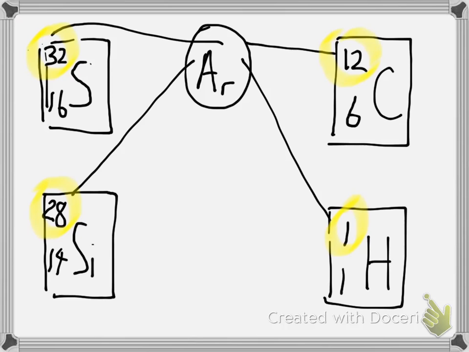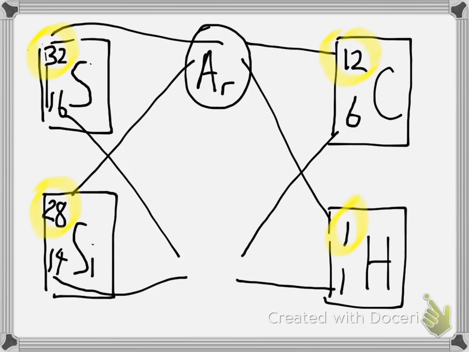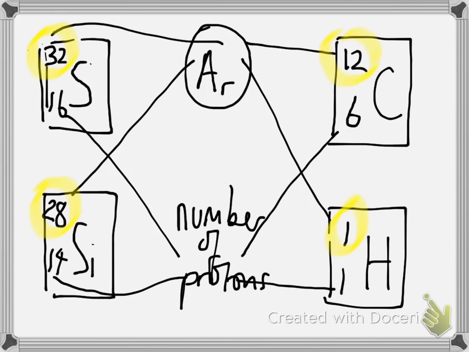The reason they weigh different amounts is because of what's inside them, and you get a clue to that if you look at the smaller number. This smaller number here for silicon is 14, hydrogen is again 1, sulfur is 16, and carbon is 6. It's the number of protons in the nucleus of each atom. It's called the atomic number, and generally the more protons you've got, the more particles you've got inside the atom, and the more particles you've got inside the atom, the heavier you're going to be.